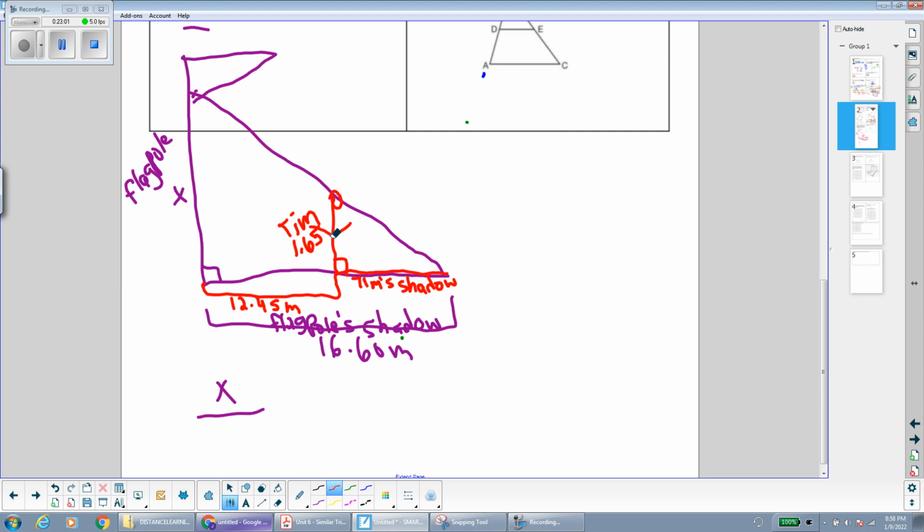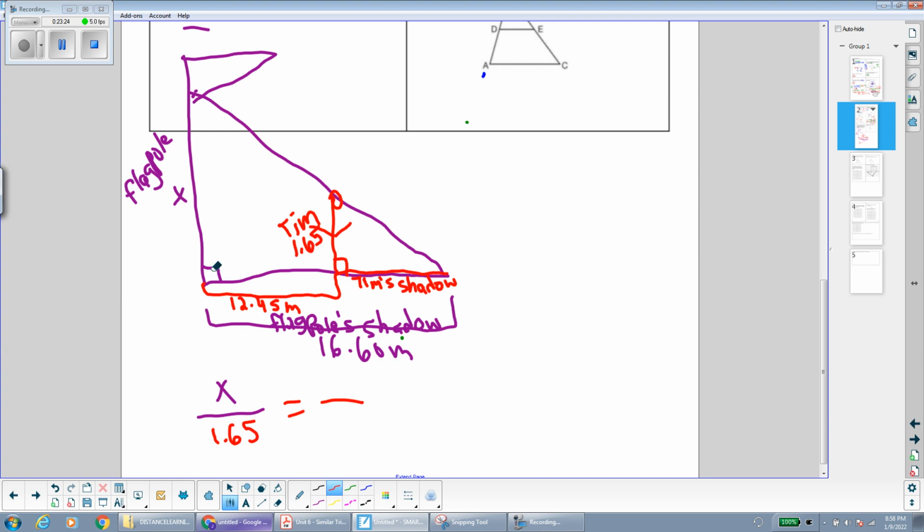This is the height of Tim. And once again, I'm able to set up a proportion involving the corresponding sides of the big purple triangle and the small red triangle because these triangles are similar. As you can see, they are both right triangles because this is a real world problem. So these are both right triangles over here.